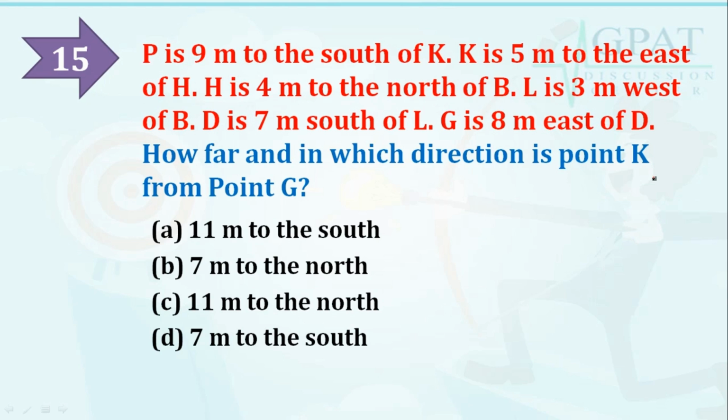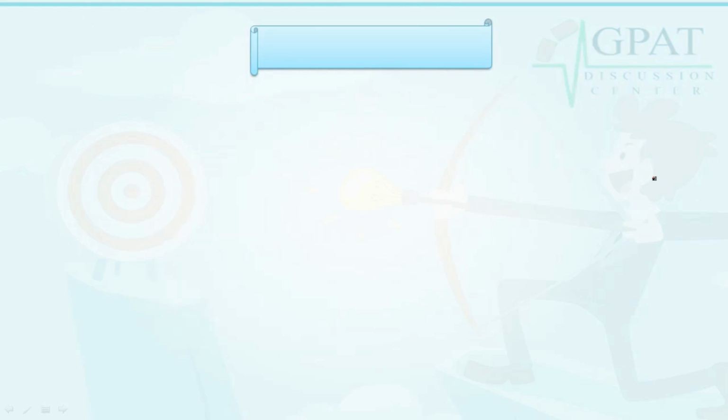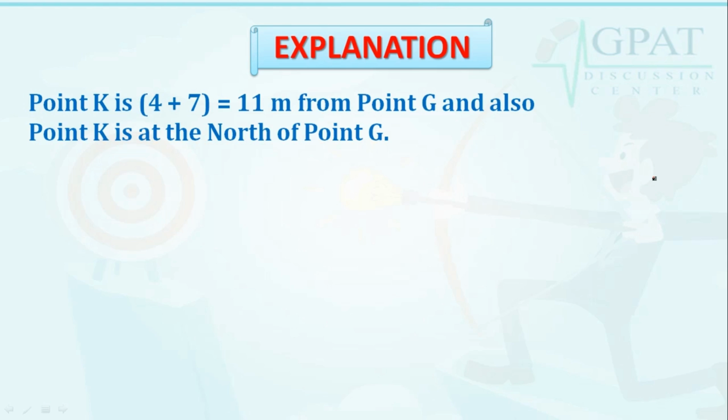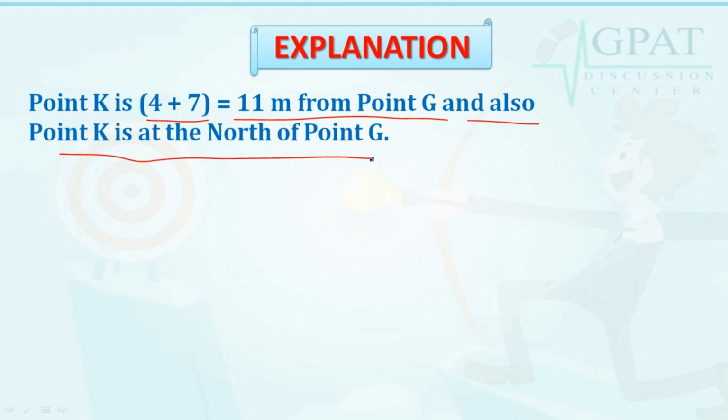And the right option is 11 meter to the north. How? Let's see the explanation of this question. Point K is 4 plus 7, that is 11 meter from point Z, and also point K is at the north of point Z.